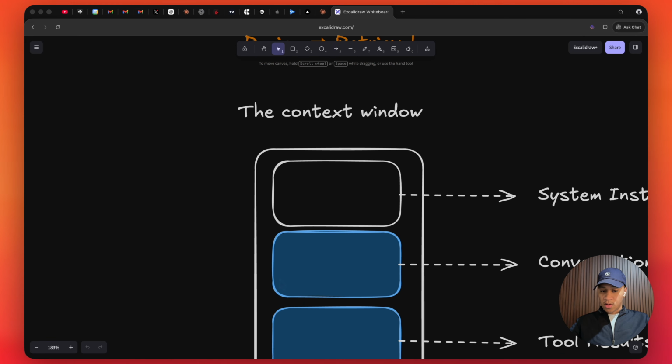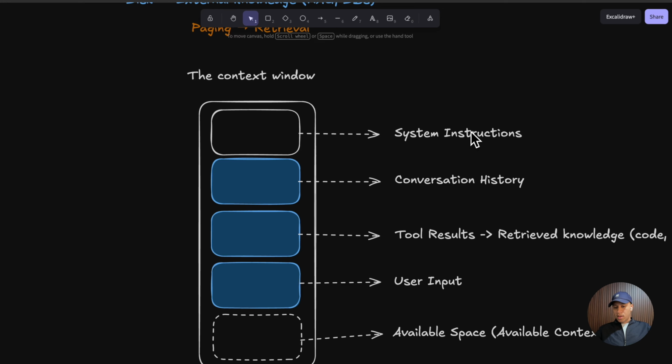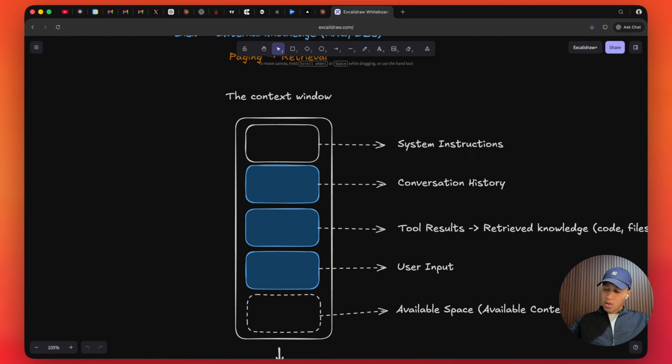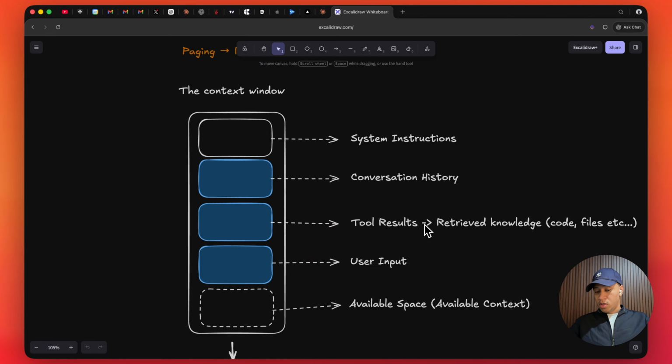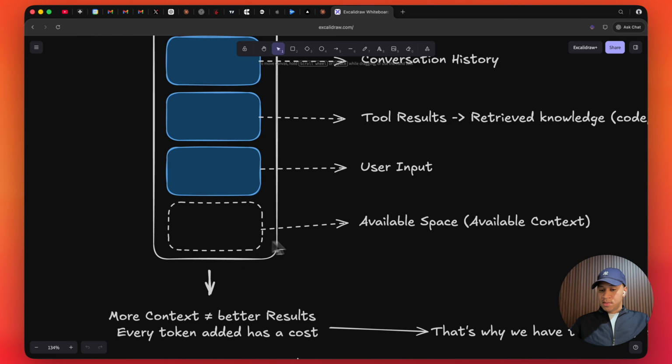If we take a look at the context window, the first thing that goes into it is the system instructions. You describe what the agent is for and how to perform the necessary tasks to accomplish the goal. Then the conversation history, if your agent is chat-based, and any tool results or retrieved knowledge will be added to the context window at runtime, and any user input for the next runs will also be added to the context window. And any space left is the available space for subsequent runs.